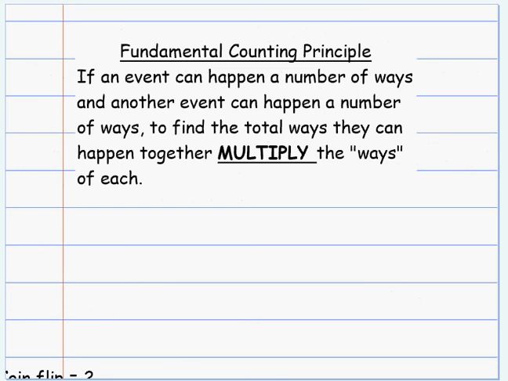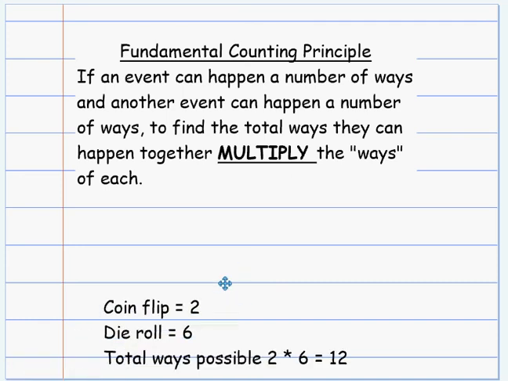Okay, now there's a really neat way that you can do those problems quickly for figuring out the possible number of outcomes. It's called the fundamental counting principle, that states if an event can happen a number of ways and another event can happen a number of ways, to find the total ways that they can happen together, multiply the ways of each. Okay, so that's a lot of ways and multiply and trying to figure things out, right? So here's what we're talking about.